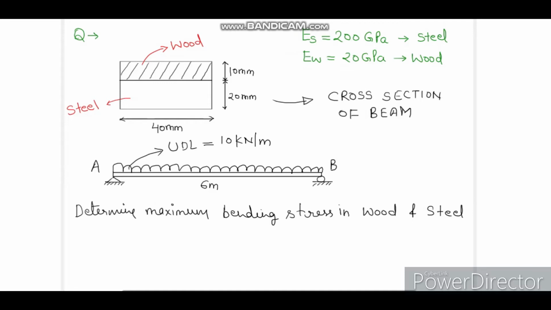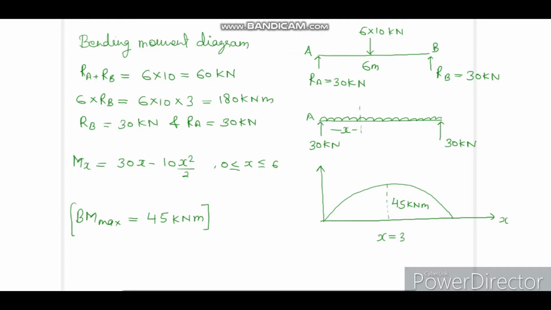First of all, we have to draw the bending moment diagram for this problem. This is a simply supported beam at A and B, so RA and RB are the reactions at A and B. The total load due to the uniformly distributed load is 6 into 10, where 6 meter is the span of the beam, which is 60 kilonewton. Taking moment about point A, RB into 6 is equal to 6 into 10 into 3, which is 180 kilonewton meter. So RB is 30 kilonewton and RA is 30 kilonewton.